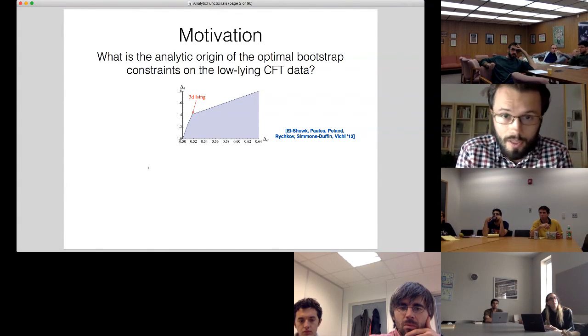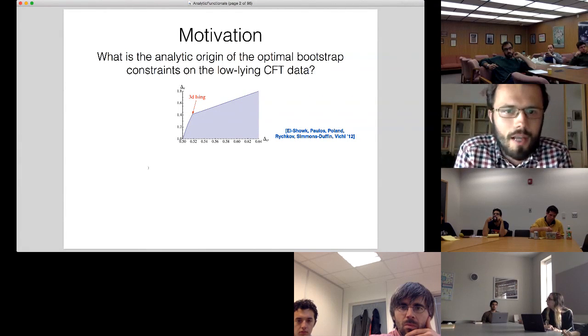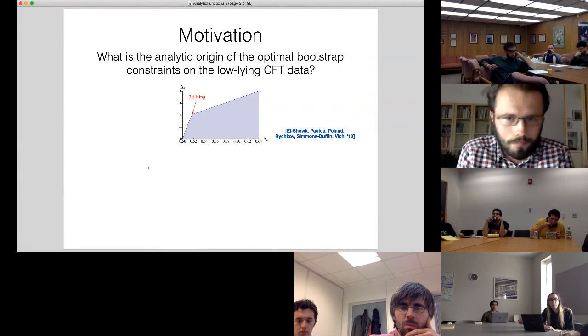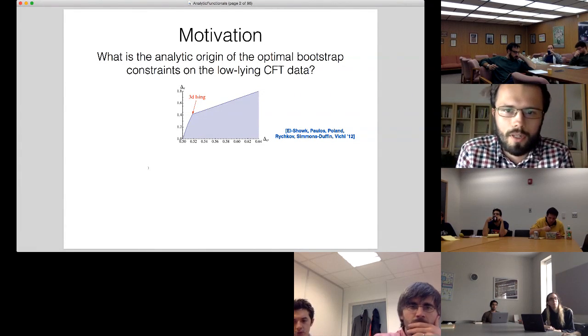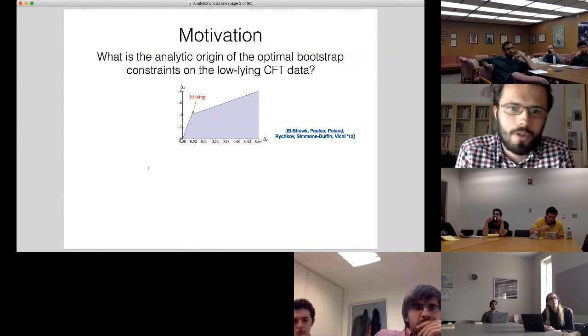So of course, it would be wonderful if one day we could use the bootstrap equations to find the precise location of the kink or various other features in the bootstrap bounds. So I hope that my work is at least a small step in this direction.